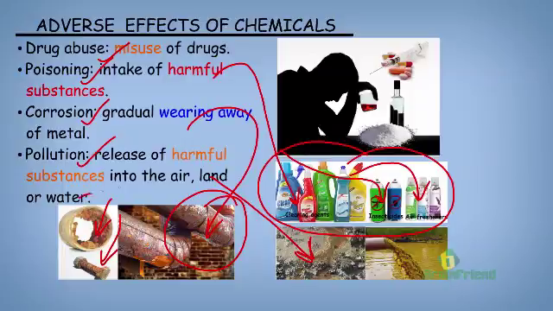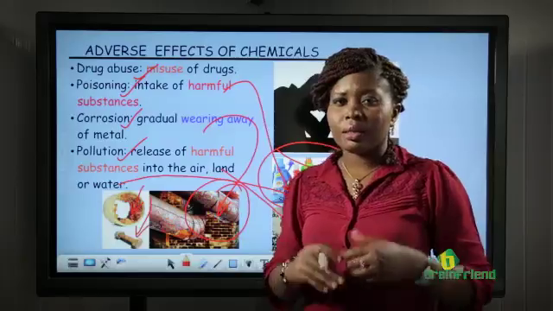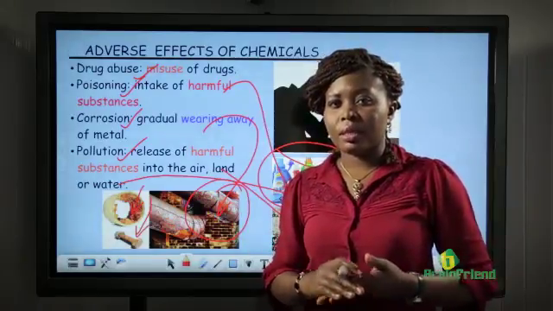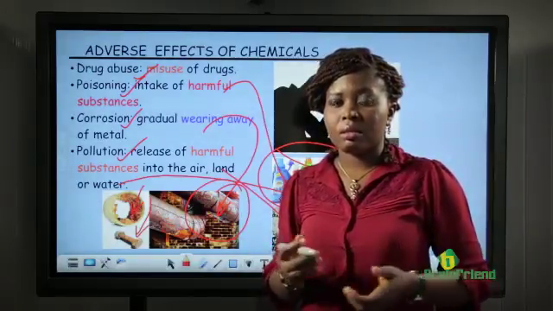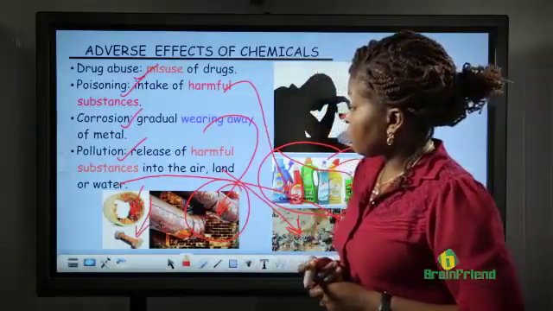Also, on water bodies, some chemicals are spilled into water bodies such as rivers, streams, seas. When this happens, the chemicals tend to kill the animals that are present in the water. So all these are disadvantages that chemicals can give to us.